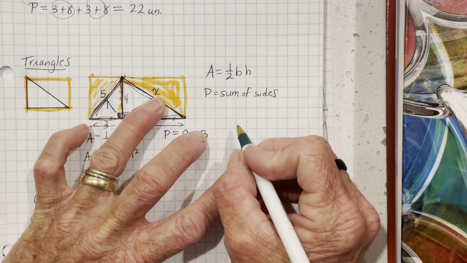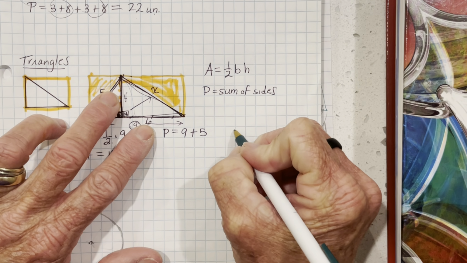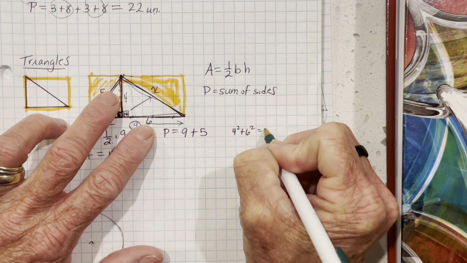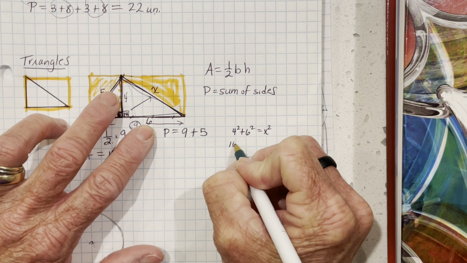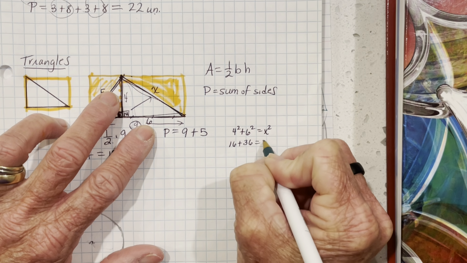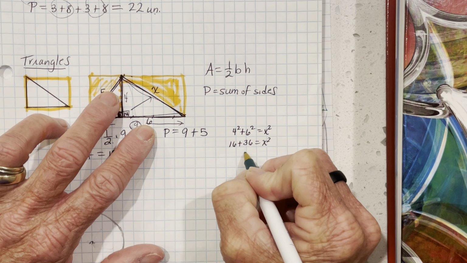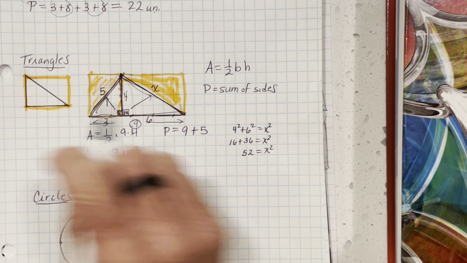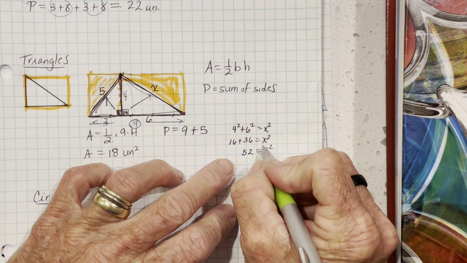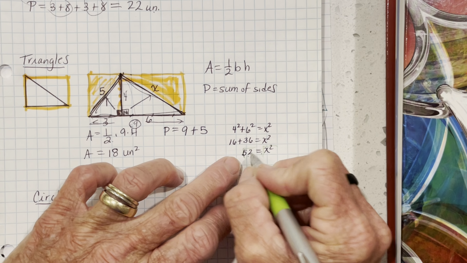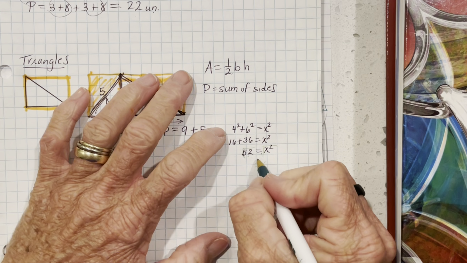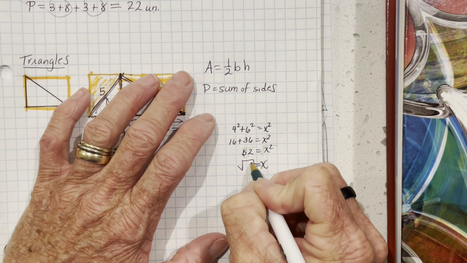So off to the side, let's find the hypotenuse. 4 and 6 are the legs. So 4 squared plus 6 squared equals the hypotenuse squared. 16 plus 36 equals x squared, and that's going to be 52. So when we go to find x, we want to take the square roots of both sides, and 52 is not a perfect square. So x is equal to the square root of 52.